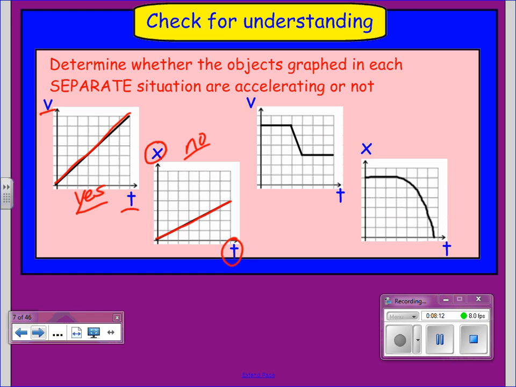In the third situation, notice that this is a velocity versus time graph. The velocity for this stretch and this stretch is not changing. However, right here in this 1 unit of time, the velocity changes drastically. And so, since there is that change in velocity, there is an acceleration, specifically right here at this unit of time. Finally, the last one is a position versus time graph. Notice the position versus time graph stays constant, then all of a sudden drastically changes down. What that means is the slope is drastically getting steeper and steeper as time goes on. And if the slope is getting steeper, that means the velocity is changing. And therefore, yes, this object is accelerating.